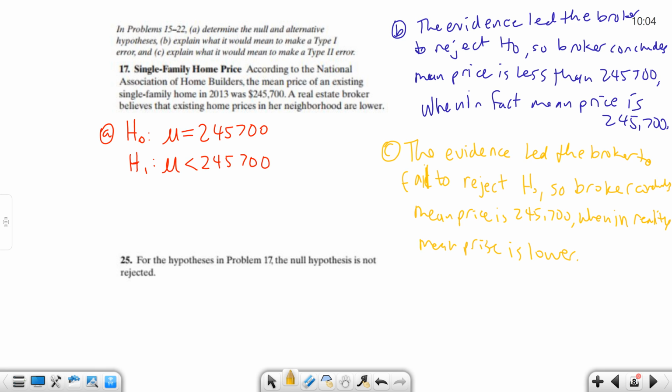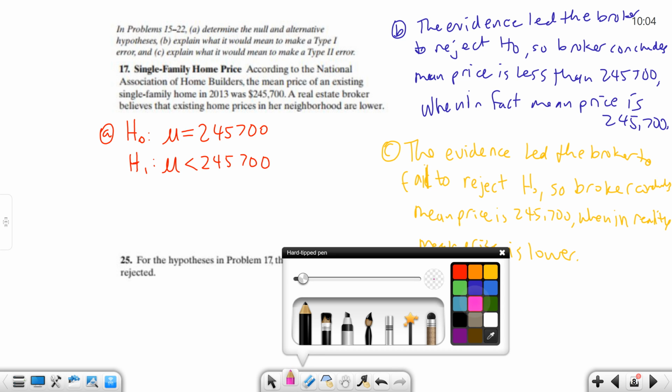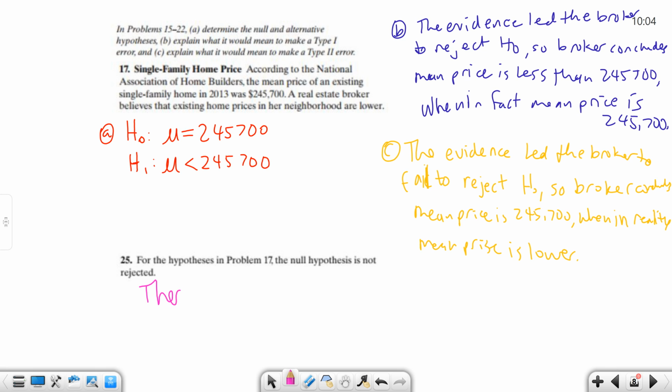And number 25, for the hypothesis and hypotheses in problem 17, the null hypothesis is not rejected. So not a type 1 or type 2 error, but write down the interpretation of what happens, or the conclusion, if the null hypothesis is not rejected. Okay? So if we failed to reject the null, all right, then why did we do that? Because there is not sufficient evidence, right? You either have sufficient evidence to reject it or there's not sufficient evidence to reject it.